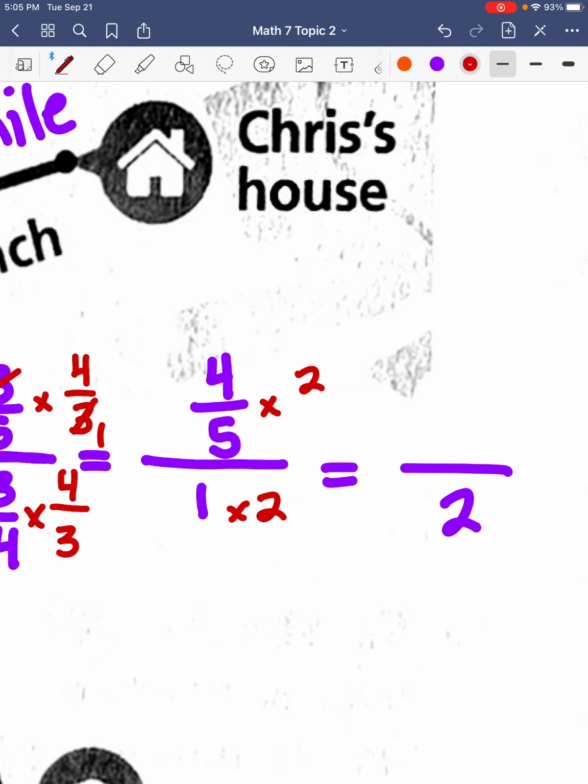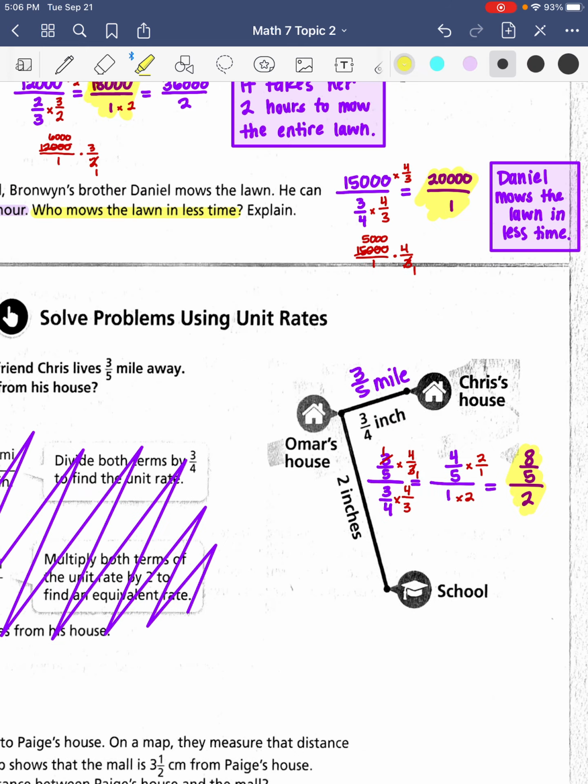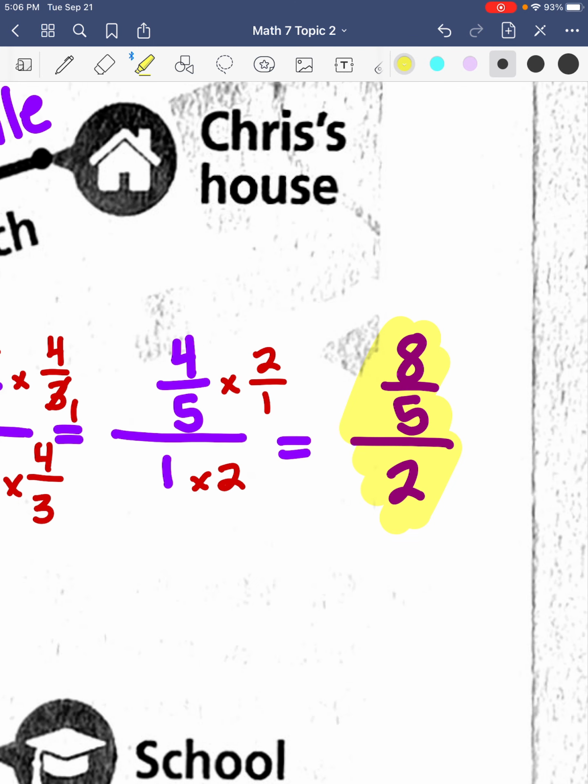I'm multiplying by 2, but remember that's a 2 over 1. Okay, and you can use your calculator to figure this out, but we know that 4 times 2 is 8. And we know that 5 times 1 is 5, so 8 over 5. So this right here tells us that Omar's house and the school are 8/5 miles away. But that is an improper fraction, isn't it? We can turn that into a mixed number, and it's much easier, much more friendly to read, right?